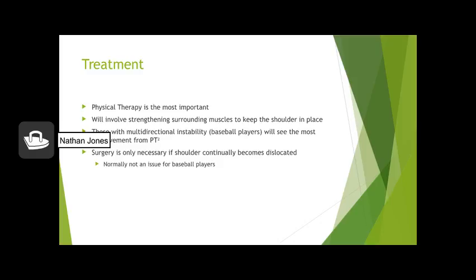Physical therapy will be the most important treatment for shoulder instability. The purpose of the physical therapy will be to strengthen the surrounding muscles of the shoulder to keep it in place and keep it stable. Those with multi-directional instability, which I said is the most common type of instability in baseball players, will see the most improvement from physical therapy, so this is very promising. And surgery will only become necessary if the shoulder continually becomes dislocated, and luckily this is normally not a very common issue in baseball players.